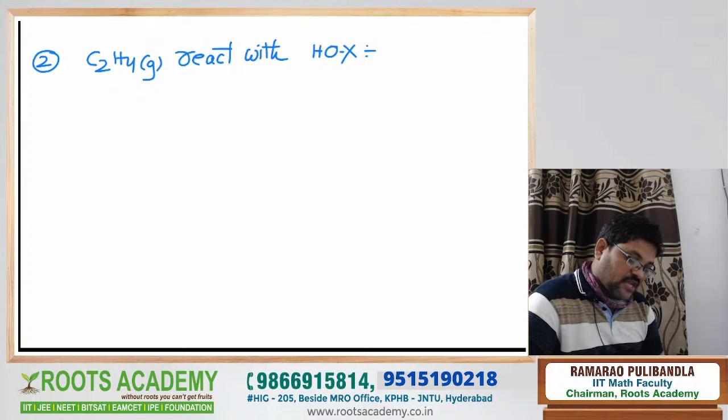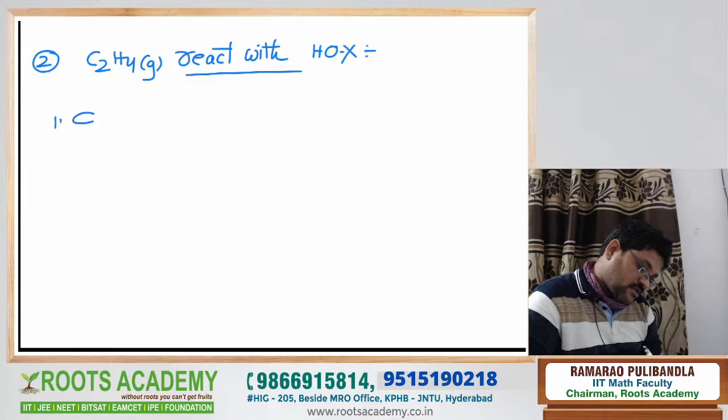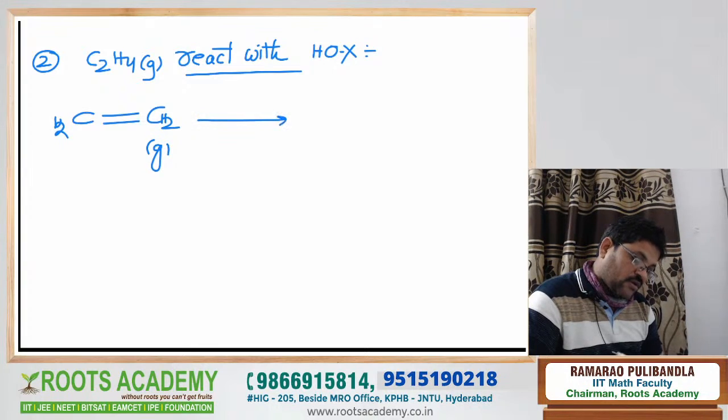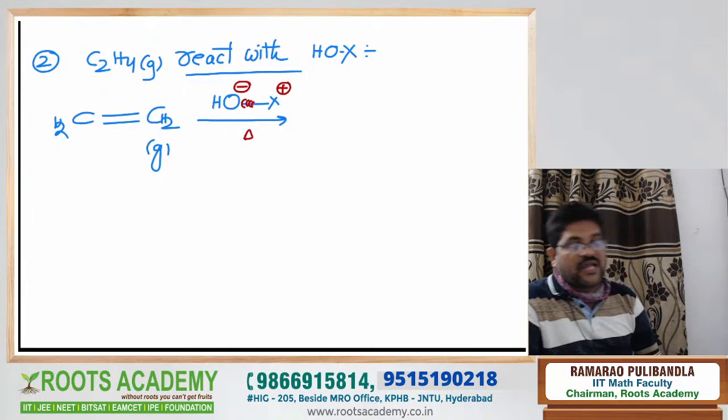HOX. What is hypohalous acid? Now for that, what do you write? CH2=CH2 is the ethene gas. To that, adding what? So hypohalous acid, you are very well known. Oxygen is more electronegative compared to the halogen. That's why on heating, the sigma bond electrons are moving towards what side? The sigma bond electrons are moving towards the oxygen side, that is more electronegative. Simple logic compared to the halogen.